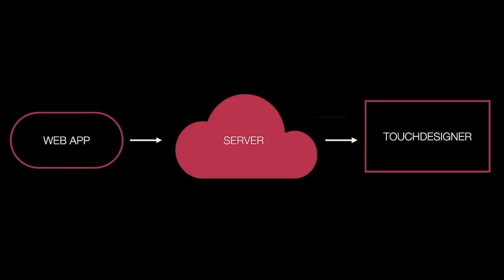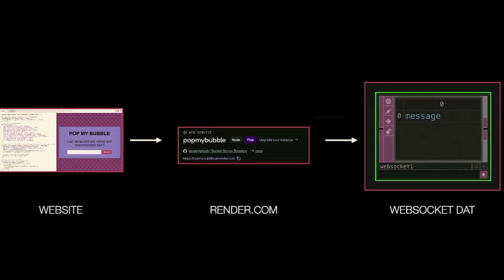So now the technical part. We have the web app that communicates with the server, and then that communicates with Touch Designer, just like this. This is my website. And then I used render.com. TouchIn had a different thing that didn't work for me. So figuring out what server worked for me was also understanding all of this.